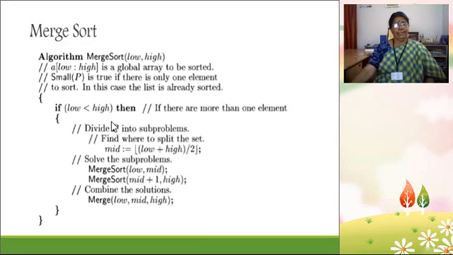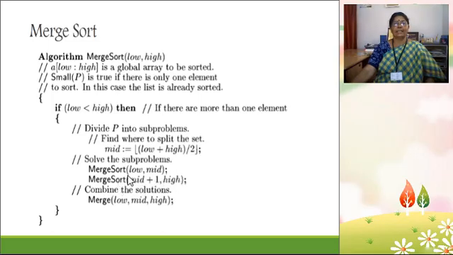So how to divide the given array into two subarrays? You need to compute the midpoint. So mid is equal to (low plus high) divided by 2. And then we get two equal sized arrays. So we recursively apply merge sort to these two subarrays. The range of the first subarray will be low comma mid. The range of the second subarray will be from mid plus 1 comma high.